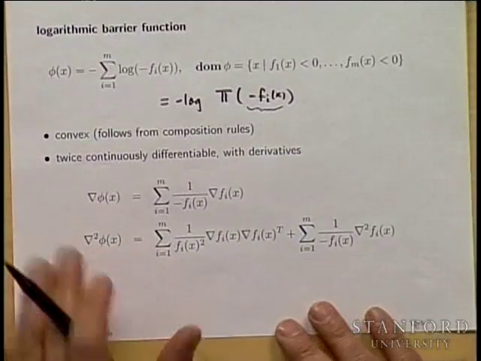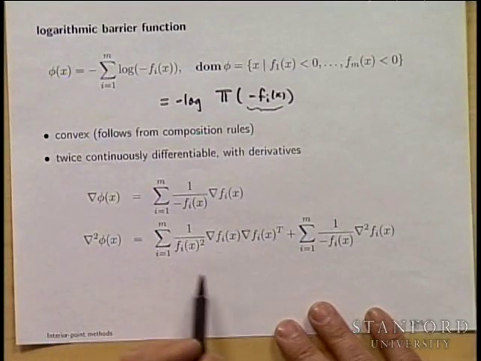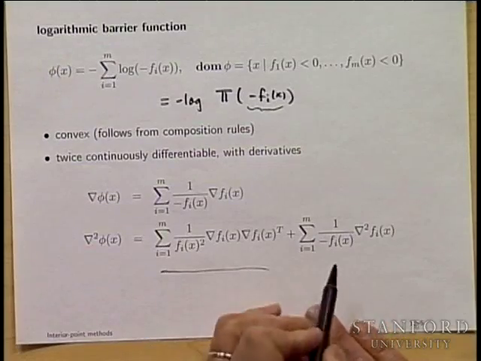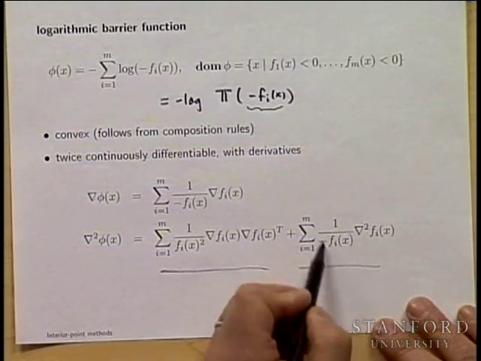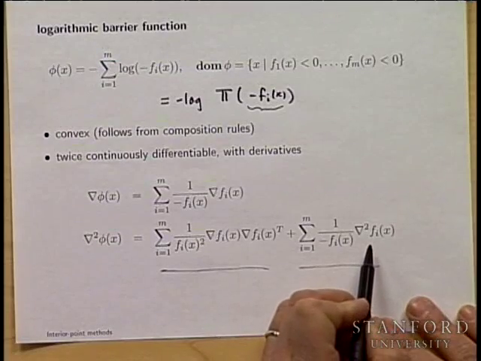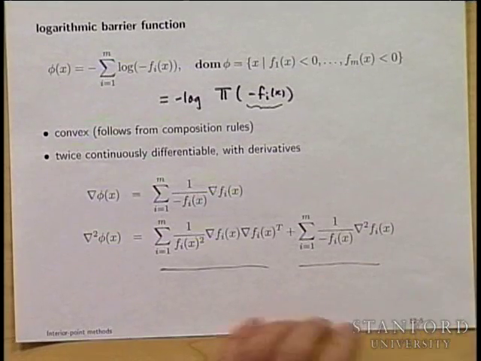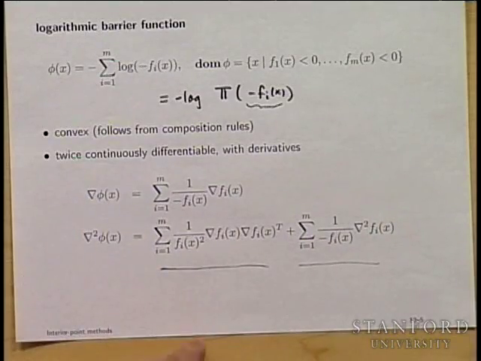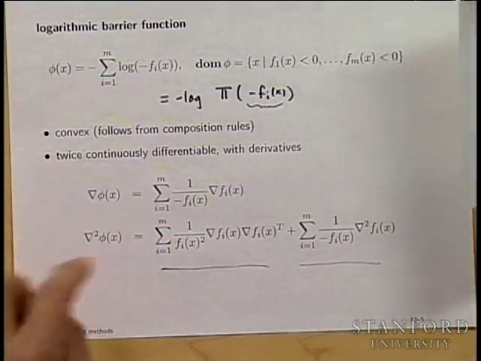And the Hessian looks something like this. It's got these rank 1 terms here, and then it's got these things with a scaled version of the Hessians of the individual functions. Okay? So these are the gradient and Hessian. We'll come back to this, actually. We'll need the gradient very soon.